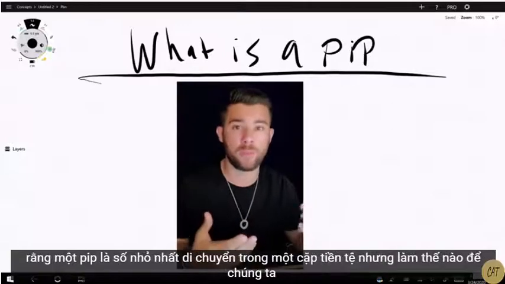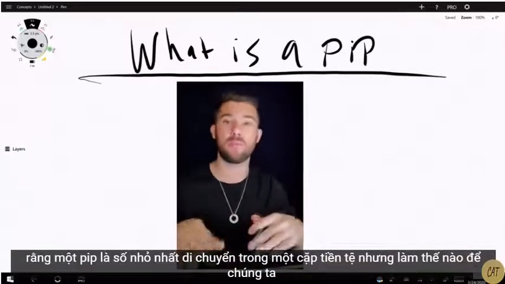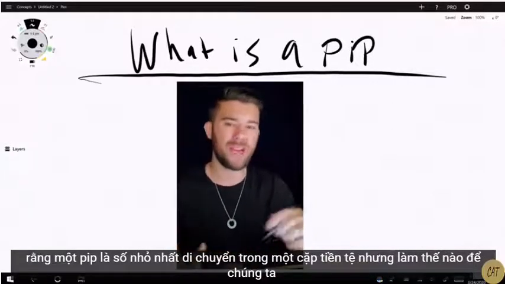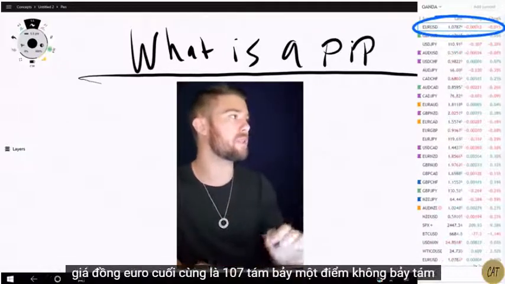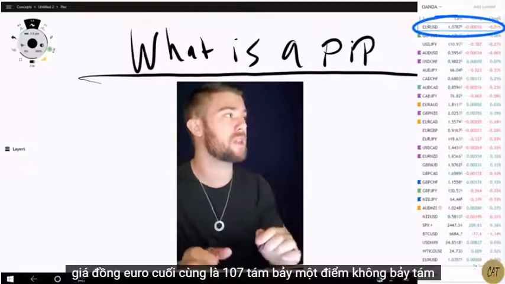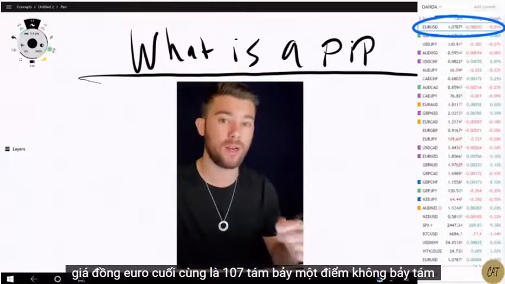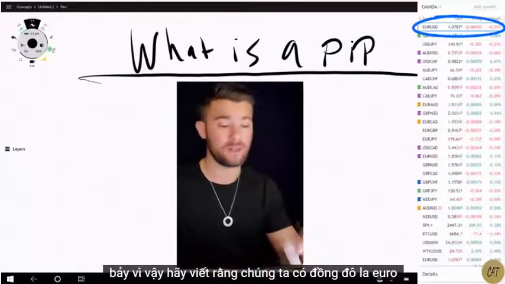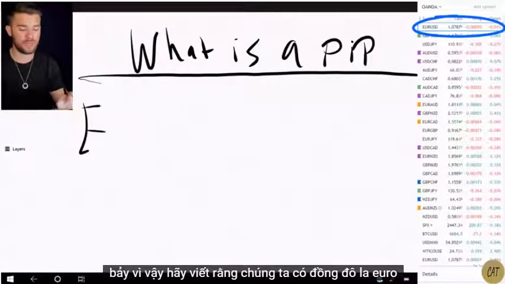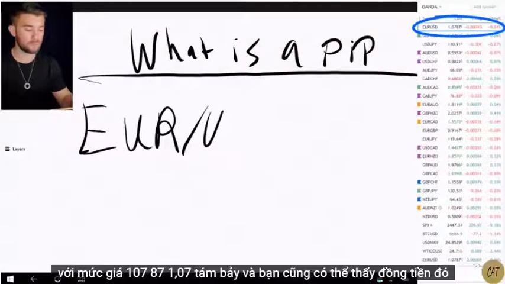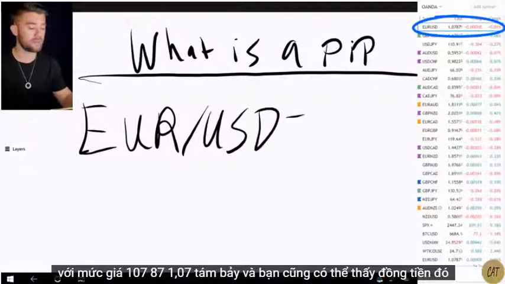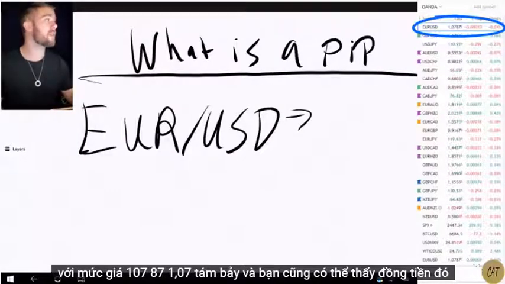We know that a pip is the smallest number that moves in a currency pair, but how do we identify a pip? Well, look at the euro dollar right now. Right now, you can see that the euro dollar last price is 1.0787. So let's write that down. We have the euro dollar at a price of 1.0787.